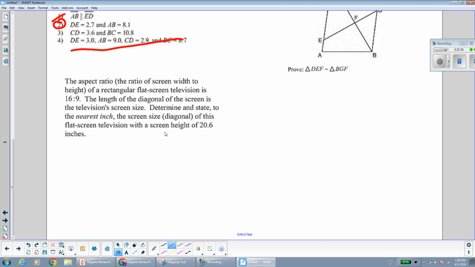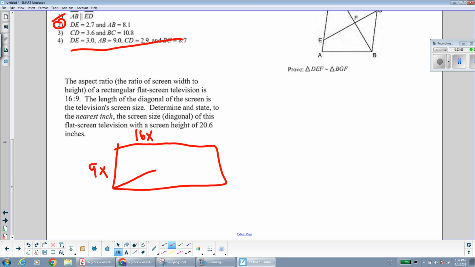Here we have a rectangular flat screen TV, and the ratio of the width to the height is 16 to 9. So I'm just going to represent it with x's. The length of the diagonal of the screen is the screen size. Determine and state to the nearest inch. So we're looking for this over here. And we know that the height is 20.6.